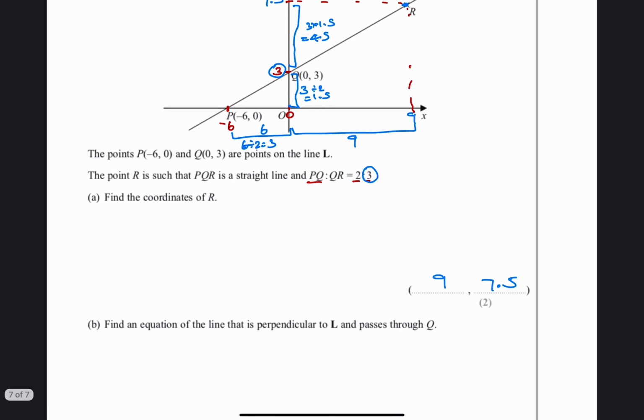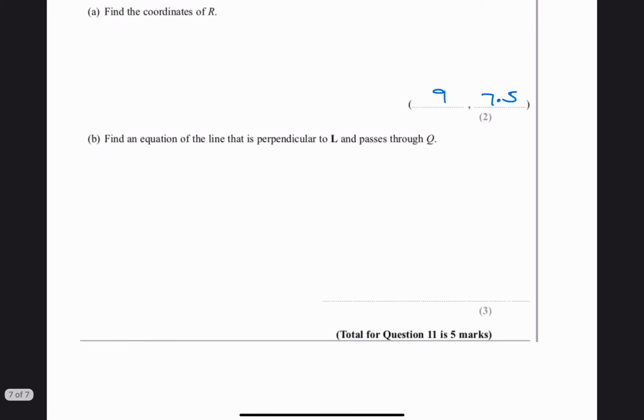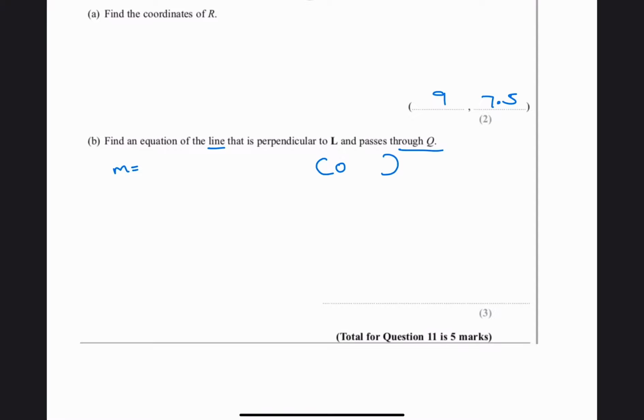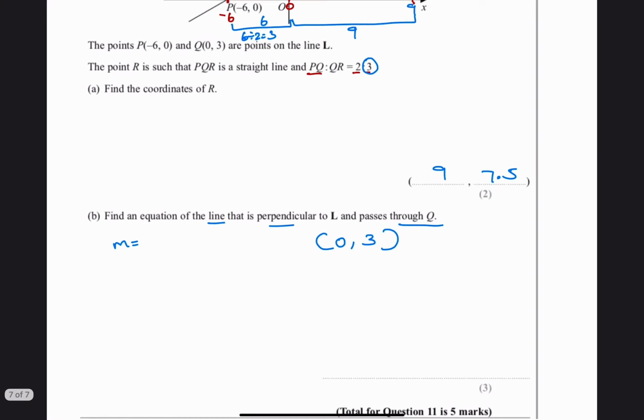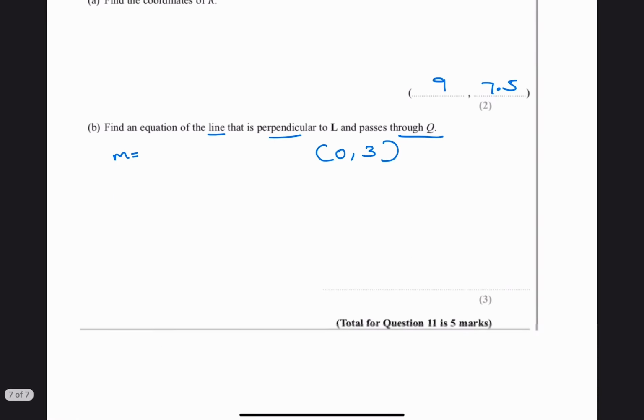Next one. The equation of a line that is perpendicular to L and passes through Q. So when you want to work out an equation of a line, there are two things. There's a gradient, M is what you want, and there is a coordinate that you need. The coordinate, they automatically told you it needs to go through Q. So what is Q though? Q is 0, 3. Okay, got it? And it must be perpendicular, remember the word. Perpendicular to L. Do I know the gradient of L?